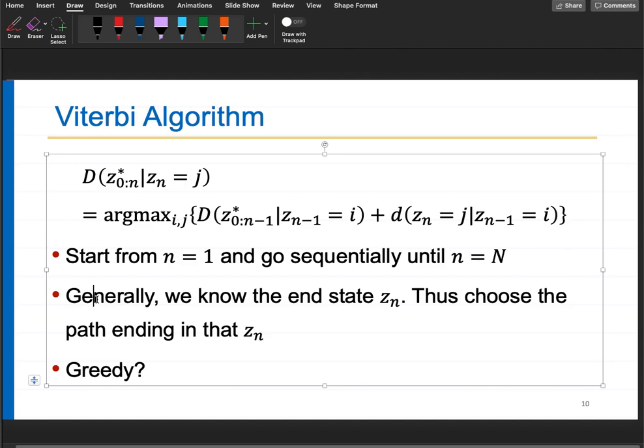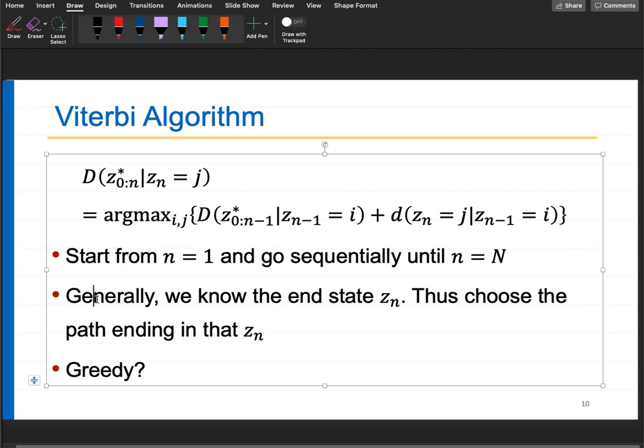An example where we know the final state is, let us say you're doing speech recognition, right? There you exactly know that the person, after the sentence is over, will stop speaking. It will be a silent state or non-emitting state or something like that. You know that the last state will be a silent state. From there you can eliminate all other paths and just take that path.